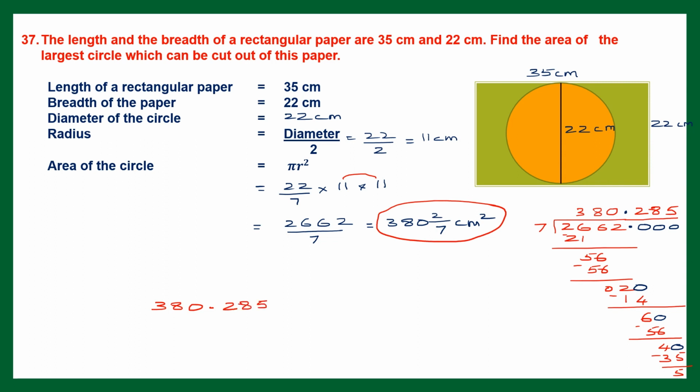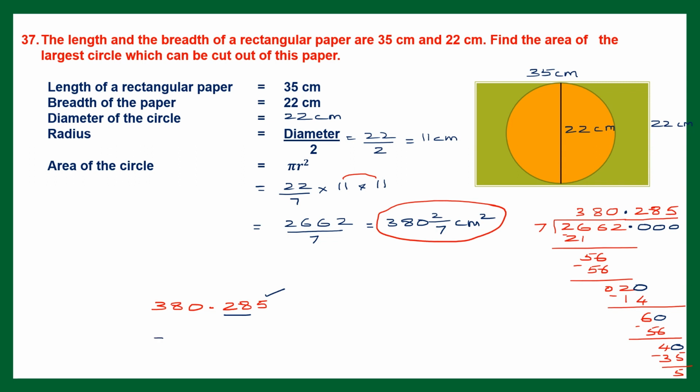380.285. Now we can round it off to 2 decimal places. Now how do we do that? We look at the digit in the third place. It's 5. If it's 5 or more than 5, then the number before that can be increased. So 8 will now become 9.